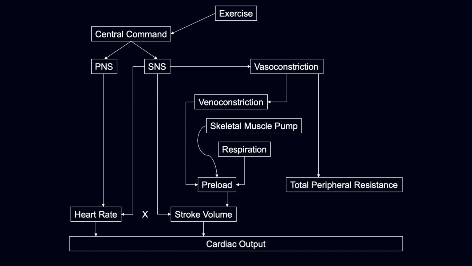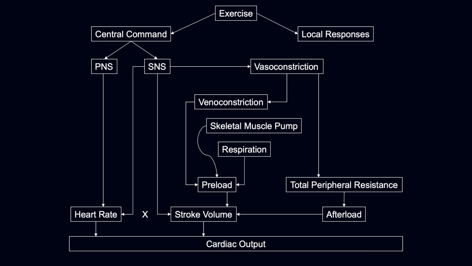However, during exercise, we know that an increase in TPR increases afterload. That would reduce our stroke volume. However, during exercise, we have local responses within contracting skeletal muscle that allow arterioles to respond to the metabolites being produced so that we get vasodilation, which serves to basically decrease TPR because we've vasodilated so much more. That serves to reduce afterload, which means we increase stroke volume and therefore increase cardiac output.